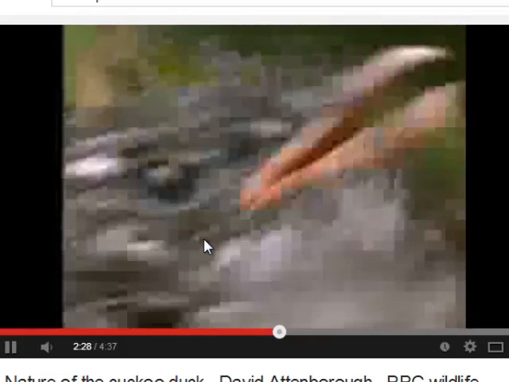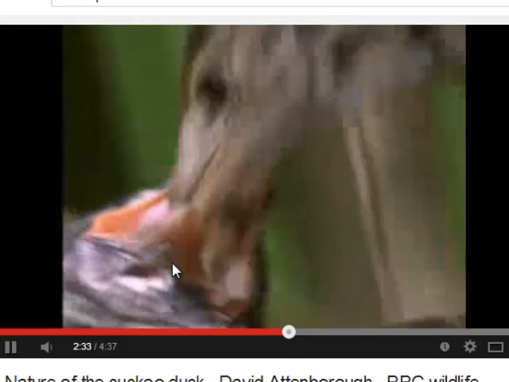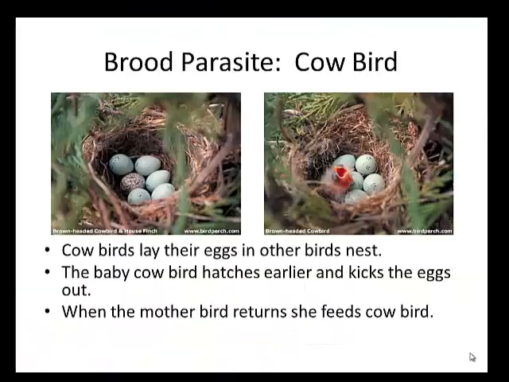Okay. Now the squeaking here, the opening of the mouth and the screaming also makes the mother feed it, even though it's not its own species or its own young. That's a brood parasite. Really interesting stuff. How does it know to do that? What's in its brain? What genes produce these very complex behaviors?